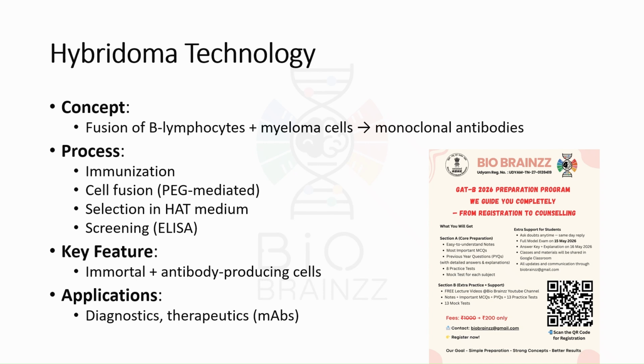The process includes immunization, cell fusion using PEG, selecting using HAT medium, and screening using ELISA. These hybridomas are very useful in diagnostics and treatment, especially in diseases like cancer. This topic is very important for GATE-B exams.